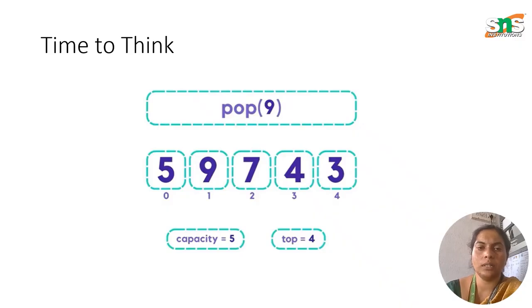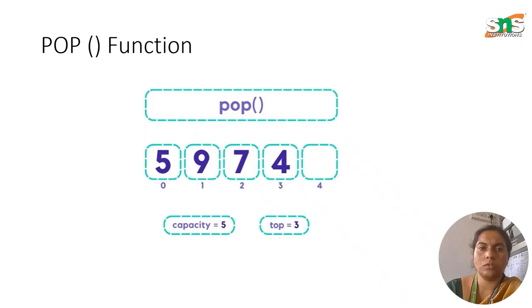Now it is time to think. We check the capacity of 5, and the top pointer has been incremented to 4, so we cannot insert another element. Here it is asking to pop the element 9. 9 is present at index 1. Only when 5 at index 0 is popped out can we delete 9, so this is not possible as it is in sequential flow. So this is the pop operation.